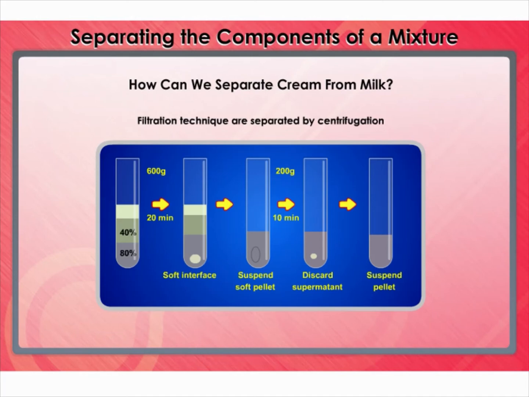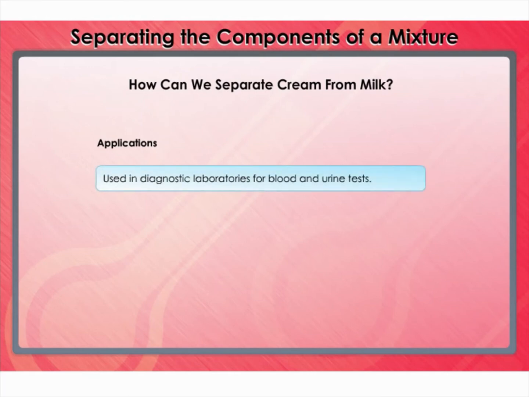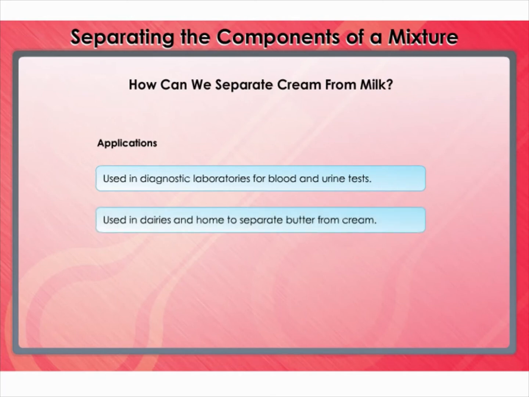Let's discuss its applications. This principle is used in diagnostic laboratories for blood and urine tests. It is used in dairies and homes to separate butter from milk. It is also used in washing machines to squeeze out water from wet clothes.